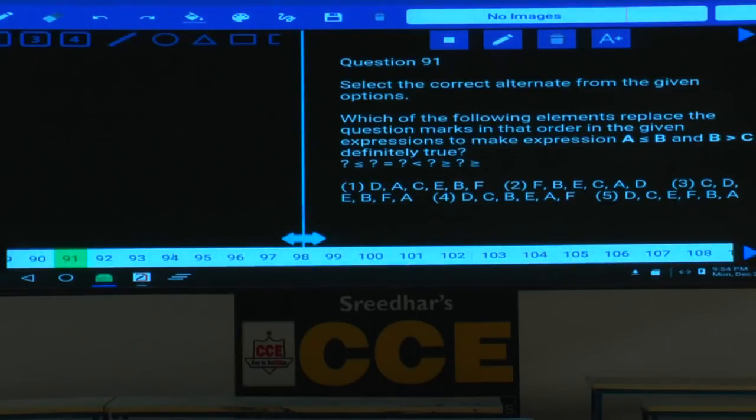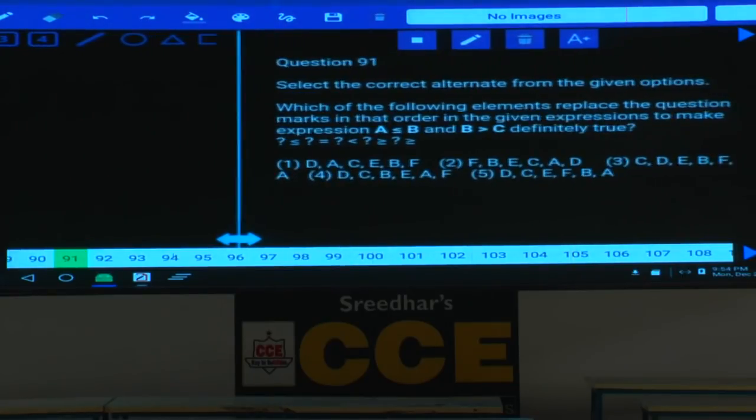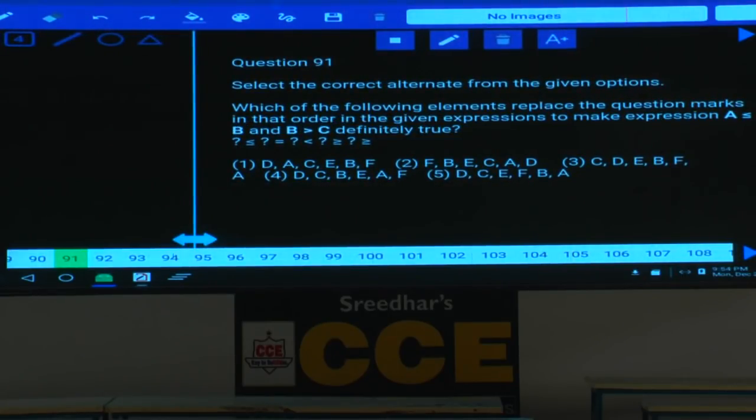Which of the following elements should replace the question marks in that order in the given expression to make the conclusions A lesser than or equals to B and B greater than C definitely true. Now the symbols were already fixed here. Now C is at the third place and B is here. Between C and B, what is the element here? C greater than or equals to B, isn't it? C will be at this place, and B will be at this place.